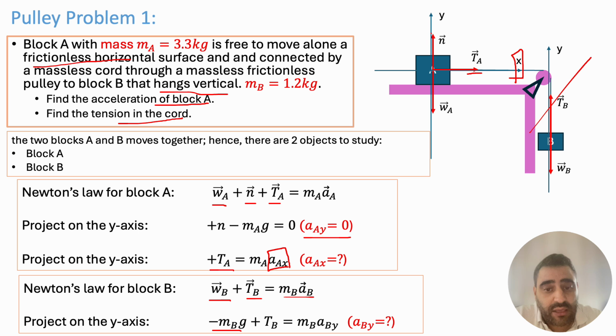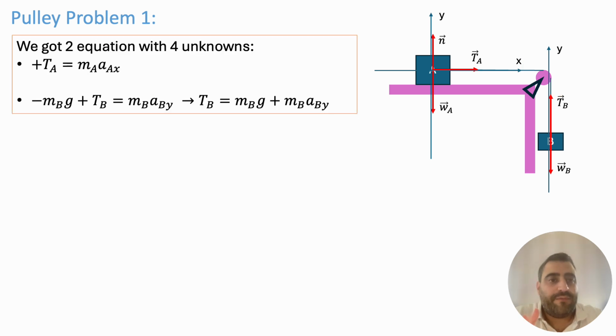Again, ABY is also unknown. So, from Newton's law, I got two equations. This is the first equation from Newton's law of A, and this is the second equation from Newton's law of B. But in these two equations, I have four unknowns. First, the accelerations that I mentioned, but also the tensions are unknown. So I have two missing equations to be able to solve it.